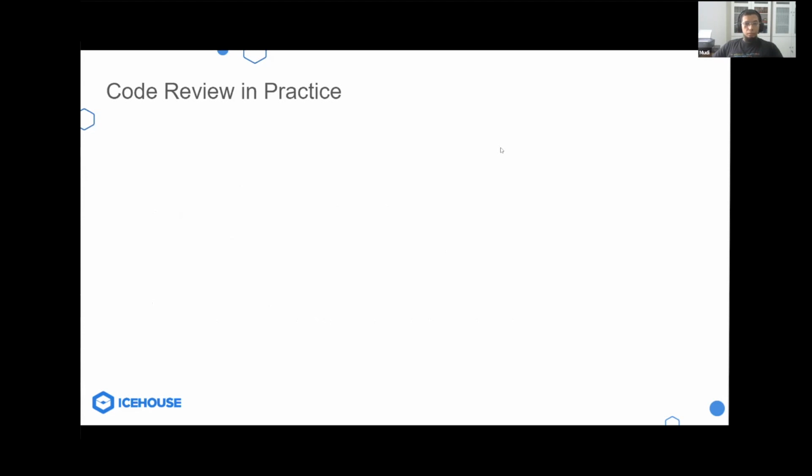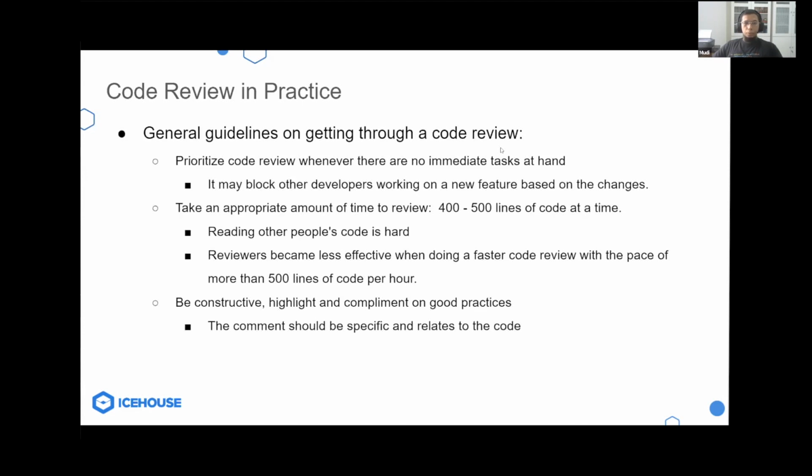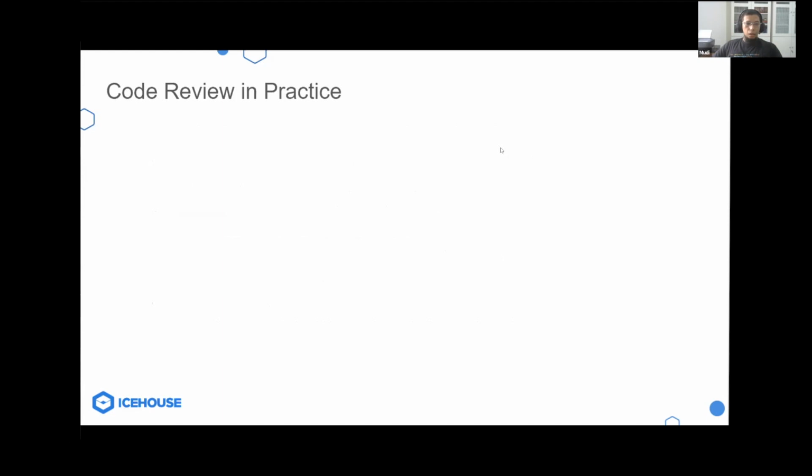And we should remember the comments should be specific and only relate to the code, not to the author. Now, we're going to go through what to look out for in a code review as a reviewer.